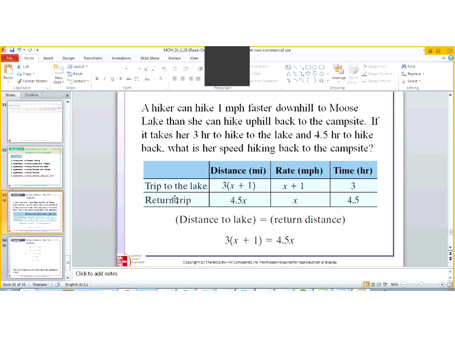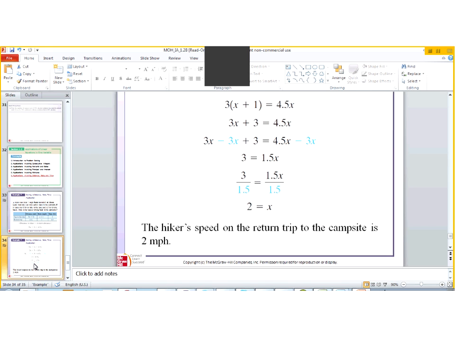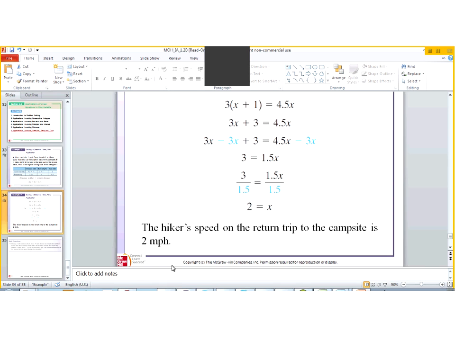So you write the trip to the lake and the return trip. You write distance equals rate times time and start recording what we know. We know the time is 3 hours, and the return would be 4.5. Then we assume that x would be the return rate and x plus 1 would be the rate on the trip to the lake, and distance would be rate times time. So the distance would be 3 times x plus 1, and 4.5 times x. The distance is the same, so this would be the equation that you set up. And then you solve for x. This is an example of how to set up this kind of problem.